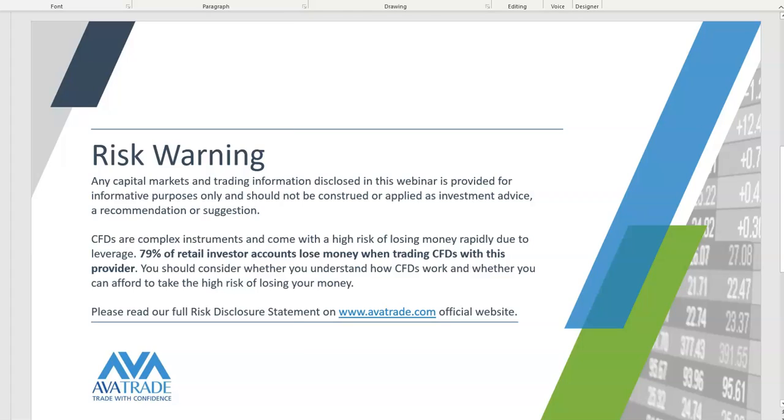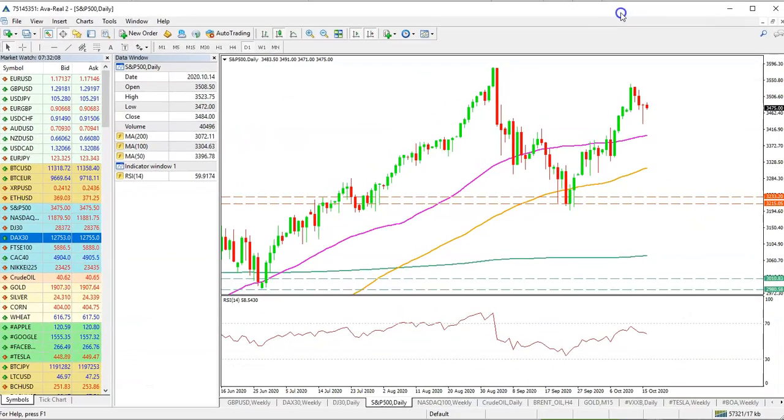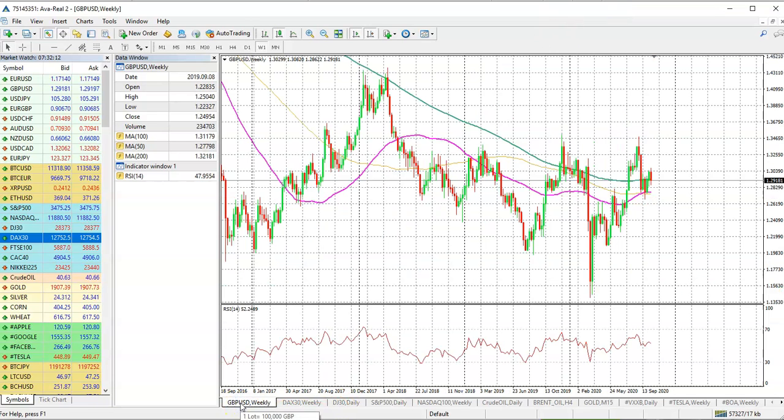Now, as always, I'm going to bring out the MT4 platform, which I'm sure all of you already know. So let's have a look at the sterling dollar chart. To begin with, we will have a look at the weekly time frame first, because today is Friday, so it is important for us to see what exactly is going on with respect to the weekly time frame.